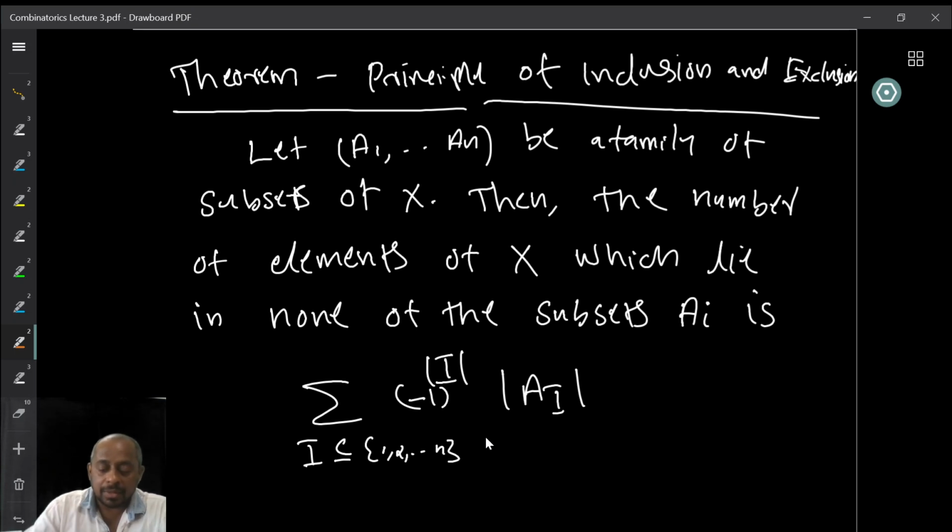Now, when I is equal to the empty set, what is the contribution of x? The contribution of x is minus 1 whole raised to cardinality of I, which is 0, right? Empty set cardinality is 0. So minus 1 raised to 0 is 1. And cardinality of A_I, where A empty set is defined to be the whole set X, right?